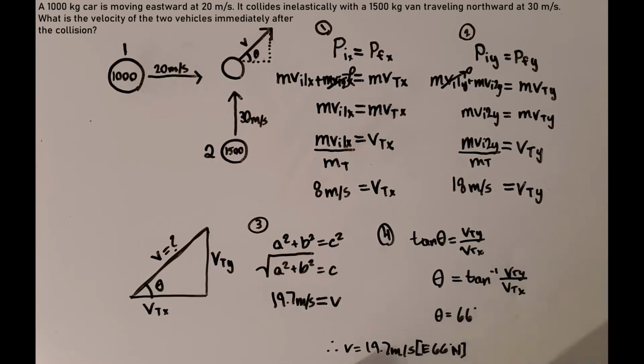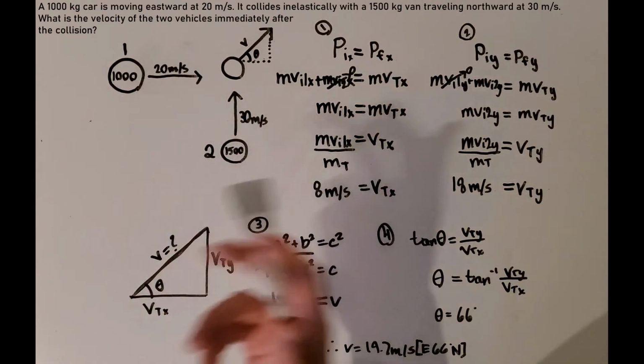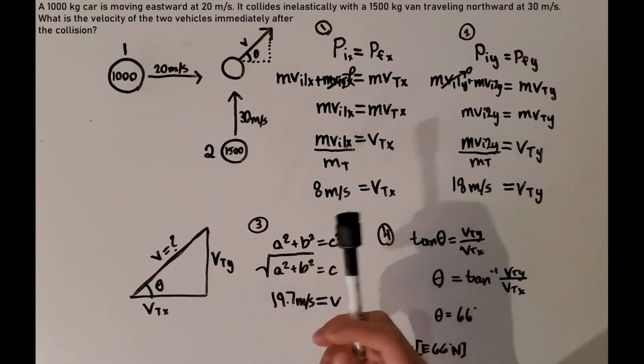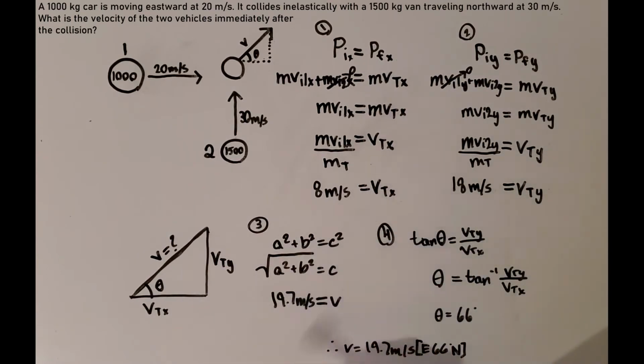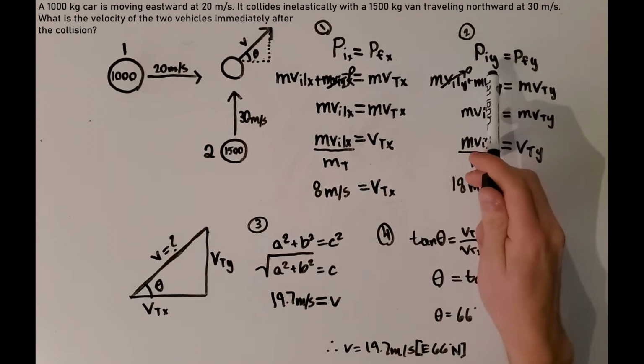So first we need to draw out our collision diagram. And we know that this is a two-dimensional momentum problem because the question has added directions of north and east. The primary step is to break our momentum into components of x and y.